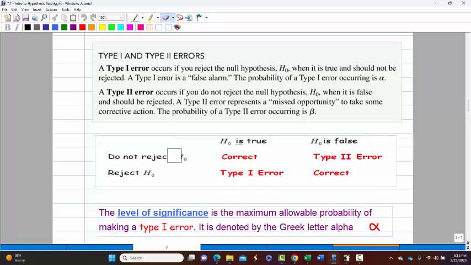Now come over to the second column. Do not reject the Ho and the Ho was false. That is a type 2 error. Then if you rejected the Ho when the Ho was false, well, that would have been a correct thing to do, a correct decision.